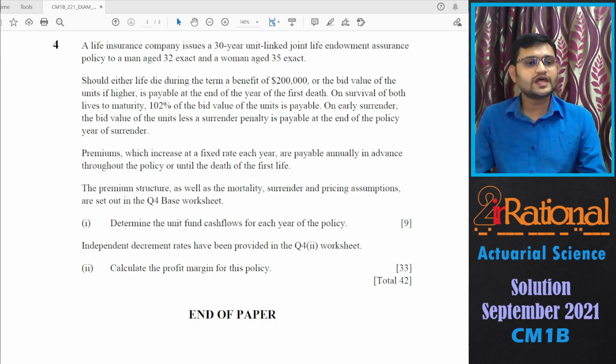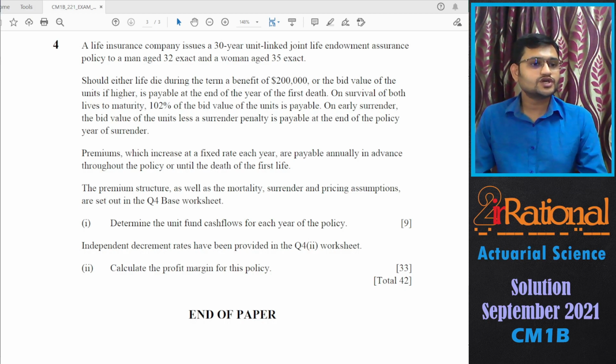On survival of both lives to maturity, 102% of the bid value of the units is payable. On early surrender, the bid value of the units less a surrender penalty is payable at the end of the policy year of surrender. So here we will have some death cost, we will have some surrender profits, and we will have some maturity cost as well. Premiums, which increase at a fixed rate each year, are payable annually in advance throughout the policy or until the death of the first life.